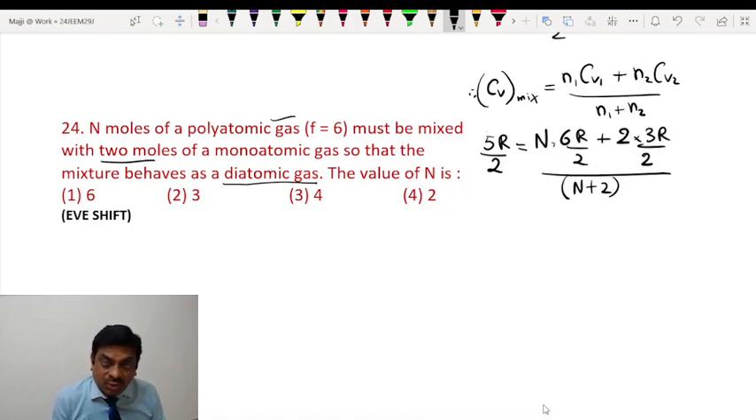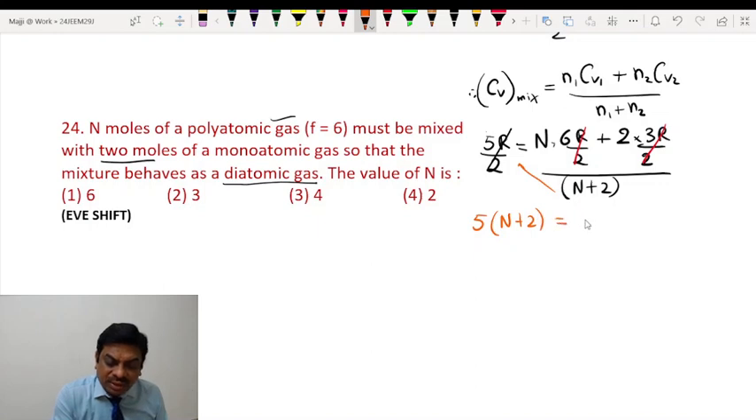Now you see students how to solve. Kindly see the technique I am adopting. In the exam hall, you are supposed to adopt the same technique. So first of all, think of cancellation. It's very clear that R by 2 can get cancelled. Is it students? Absolutely, R by 2 gets cancelled here. And then we cross multiply this. So we have 5 into N plus 2, whereas here we have 6N plus 6. So upon opening the bracket, we have 5N plus 10 is equal to 6N plus 6. Therefore, N is equal to 4. It's clear cut.